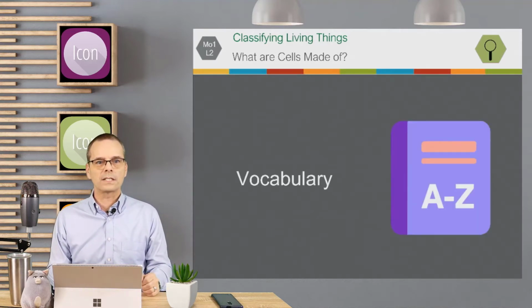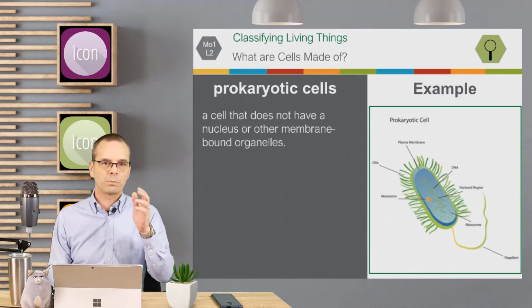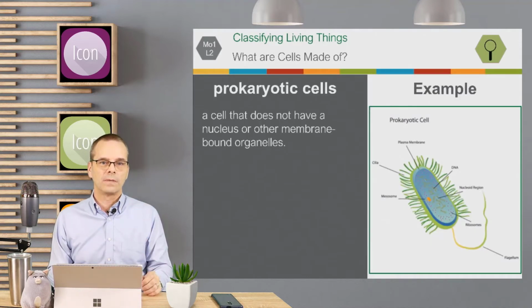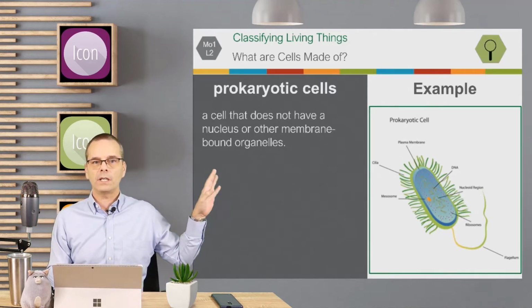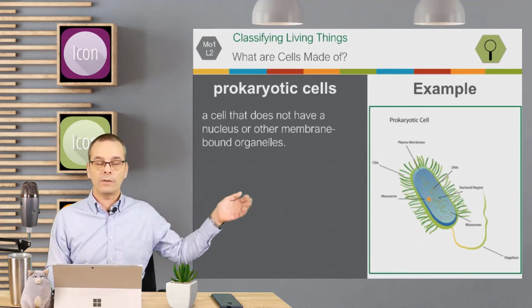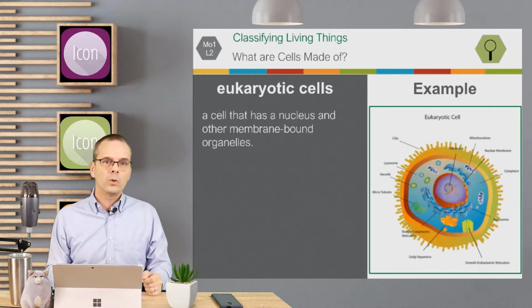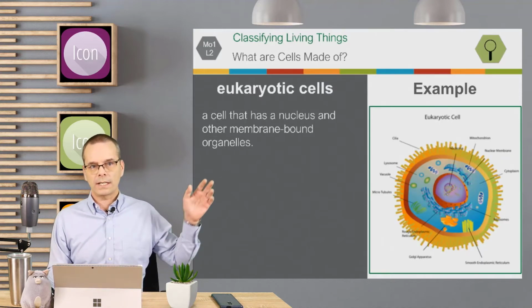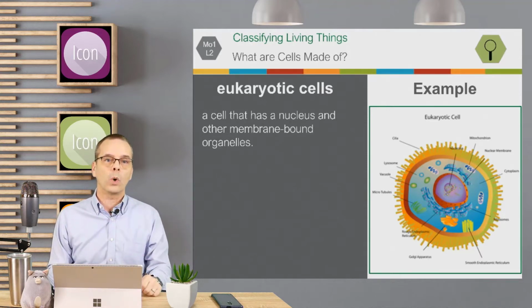So as always, let's start out with some vocabulary. The first word is prokaryotic cells. A prokaryotic cell is a cell that does not have a nucleus or other membrane-bound organelles. See a diagram over there, and we'll talk further about it in the lesson. You also have eukaryotic cells. A eukaryotic cell is a cell that does have a nucleus and other membrane-bound organelles.